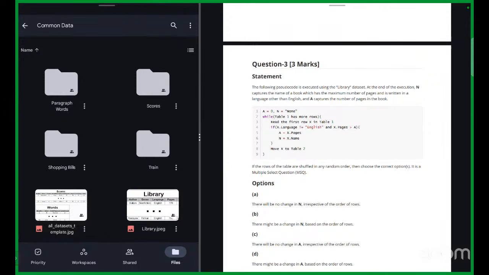So we have a pseudocode. Yeah, go ahead. B and C. Why B and C? Why do you think B and C are correct?